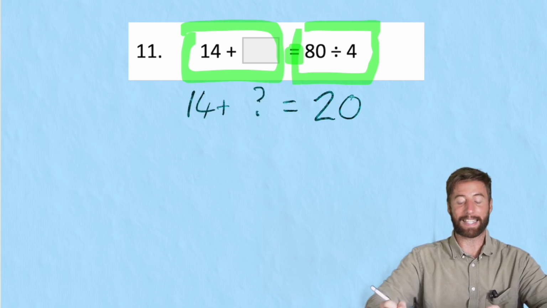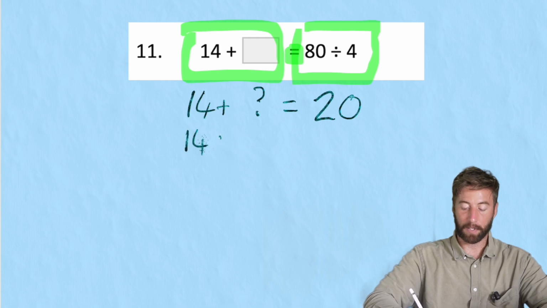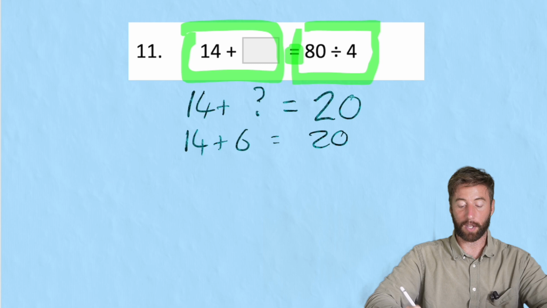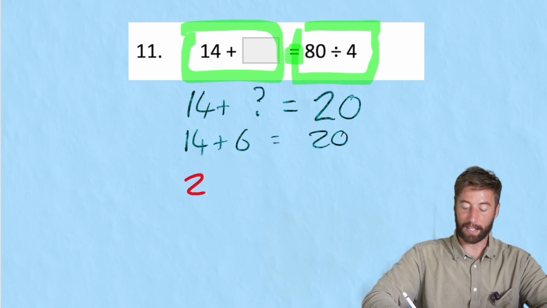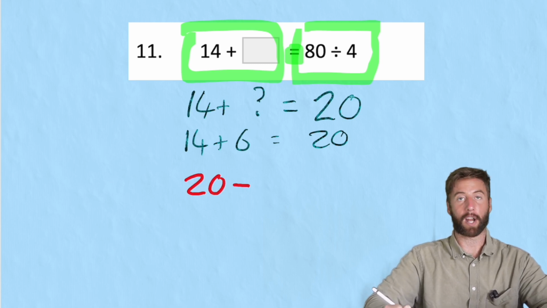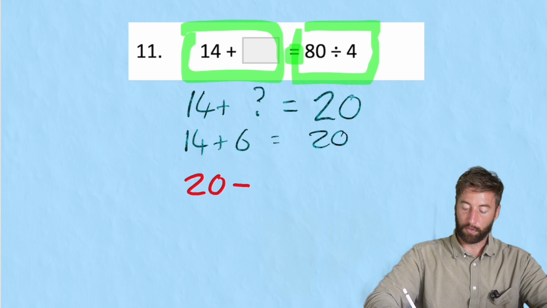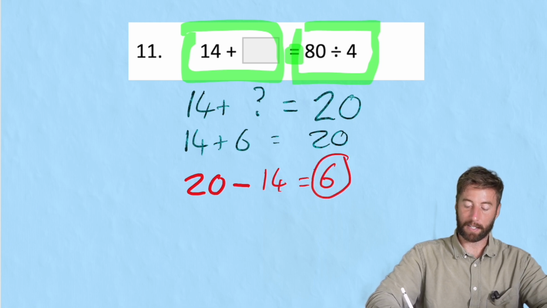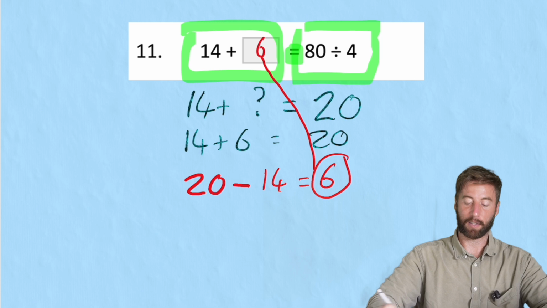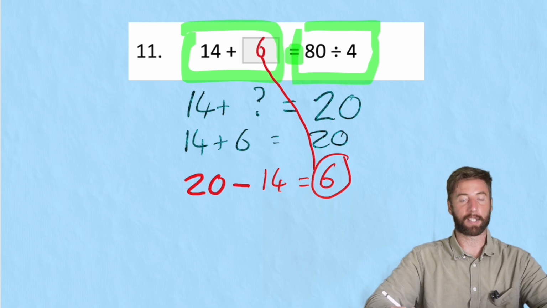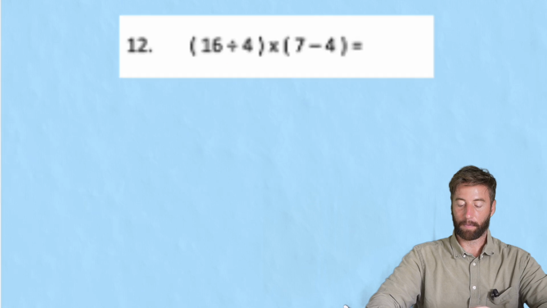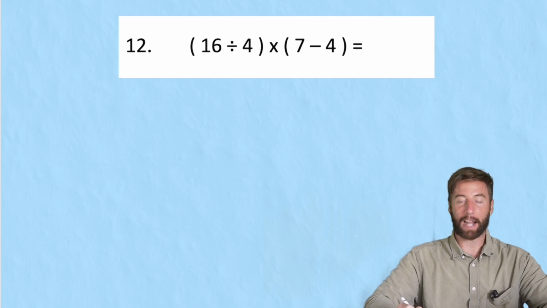Well, I can see that 14 plus 6 equals 20. But if I couldn't see that, I could do the inverse and do 20 subtract 14, because subtraction is the inverse of addition. 20 subtract 14 equals 6, and then put my 6 in place to answer my question. 14 plus 6 is the same as 80 divided by 4. Easy.